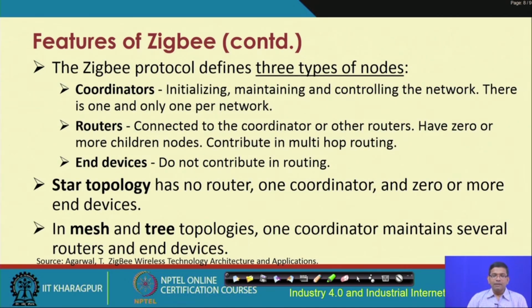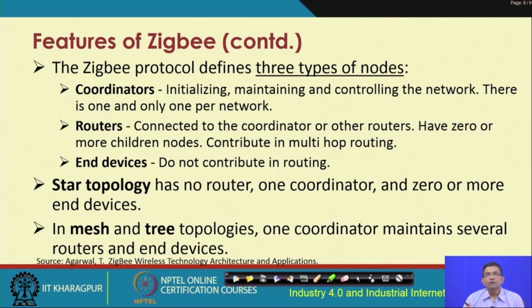The ZigBee protocol defines three types of nodes: the coordinator node, the router node, and the end devices. The coordinator, as the name suggests, takes care of initialization, maintaining and controlling of the network, and there is normally one and only one coordinator per network. Then you have the routers, which are used for multi-hop routing, transmitting the data packets that are received even further. And then you have the end devices, which are the recipients of the data. They do not contribute to further routing.